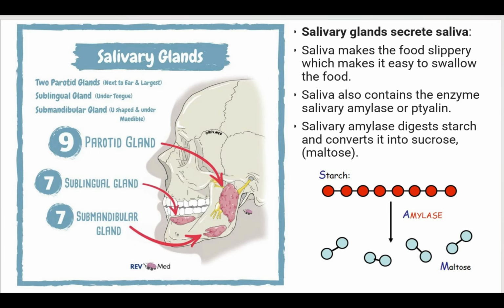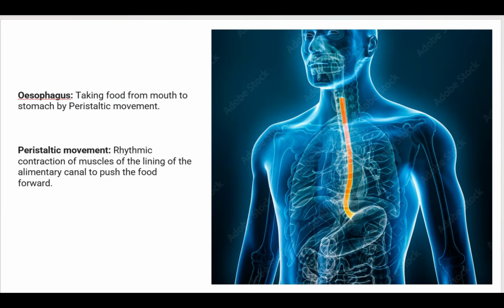And this saliva also contains an enzyme known as salivary enzyme or ptyalin. Okay, so the salivary enzyme helps in the digestion of the starch, which gets converted into maltose. So it will break down the starch and it will get converted into the maltose.